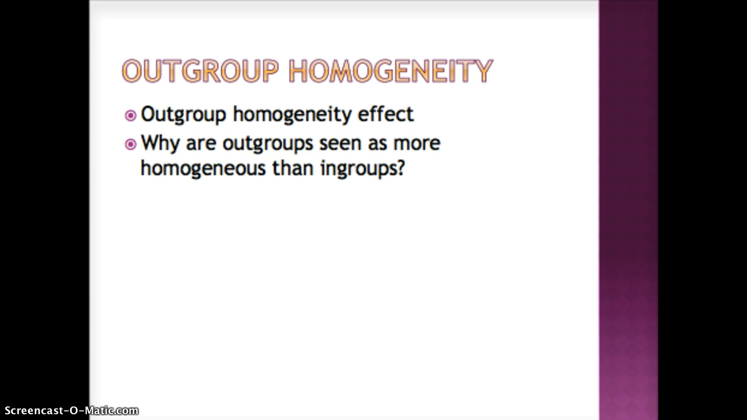The reason that we see outgroups as more homogeneous than in-groups is because we have more contact with the people in our groups. We have more specific information about the individuals that we know in our groups rather than abstract characteristics. And we're more motivated to make distinctions with people who will make future contact.